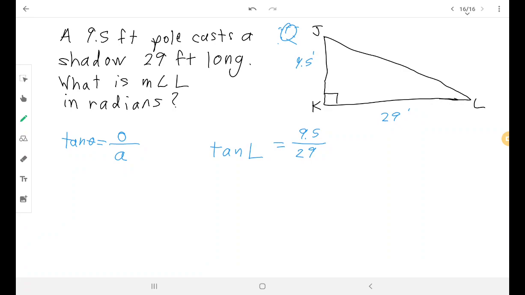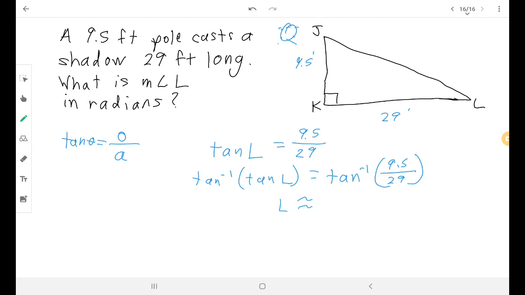And I can just use that inverse function again, and this time it does actually ask for it in radians, so I'll just use radians. I want to use the inverse tangent of the tangent of L. That'll get me L by itself equals the inverse tangent of 9.5 over 29. So that gives me L equals approximately, and I'm going to go to Desmos again.